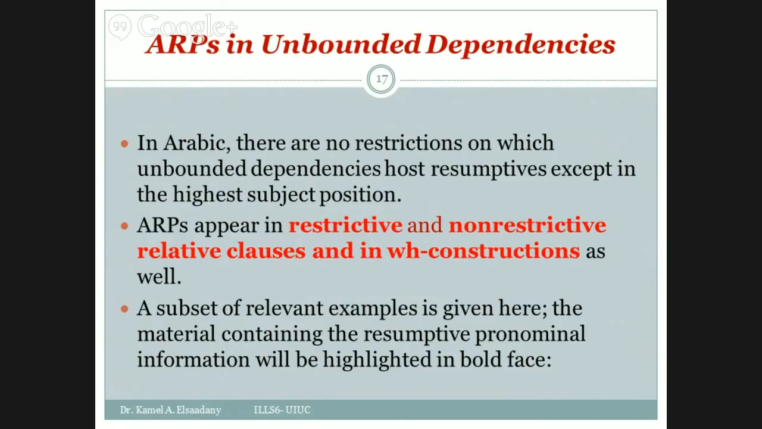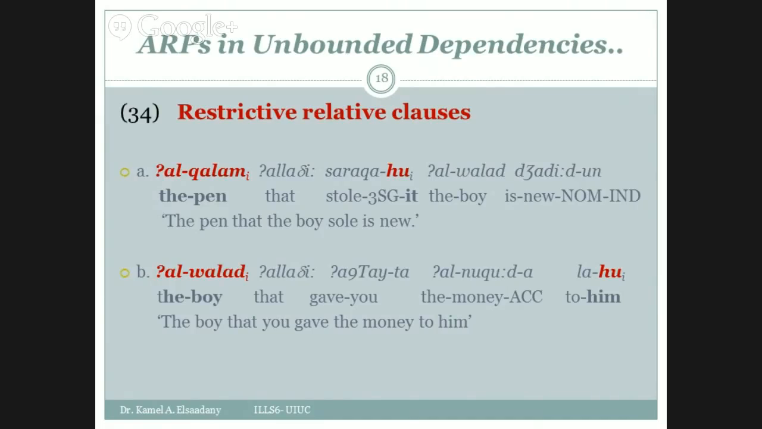After that, I put all these points for ARPs, meaning Arabic resumptive pronouns in unbounded dependencies, and I explained these by saying that in Arabic there is no restriction on which unbounded dependencies host resumptives except in the highest subject position. Here ARPs appear in restrictive and non-restrictive relative clauses, and in WH constructions as well. And I provided many examples for each category here.